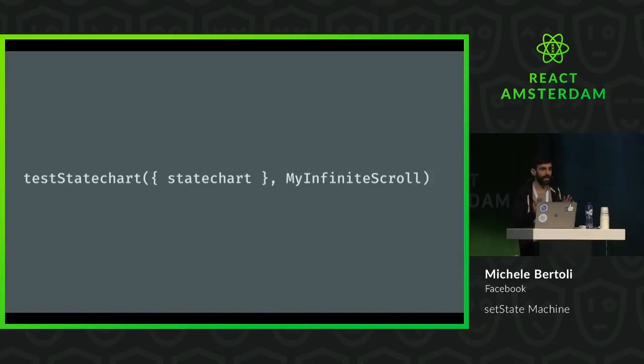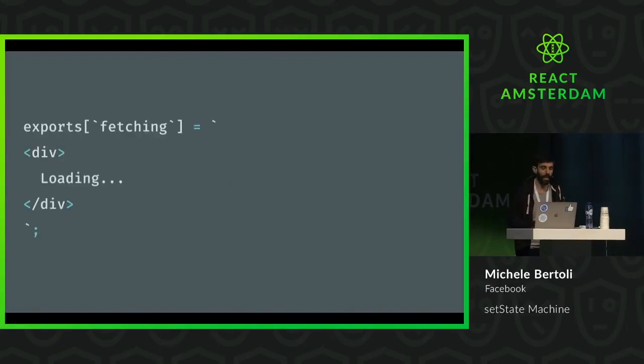And so with this method, you're going to have a snapshot in each one of the states of the state chart for free. So for example, in the fetching state, this is going to be the snapshot, the loading indicator. In the error state, this is going to be the snapshot, something went wrong.